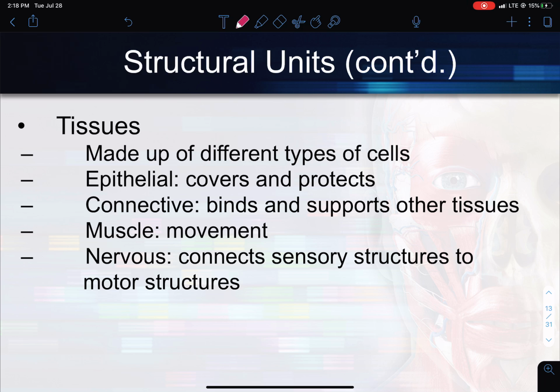We have epithelial. Those are covering and protecting other structures. We have connective. Those are the ones that are connecting individual structures to other structures. Muscle tissues, which provide movement. And nervous tissue, which provides the brain a way to communicate with the rest of the body. Hey, you need to do this. Hey, you need to do that.